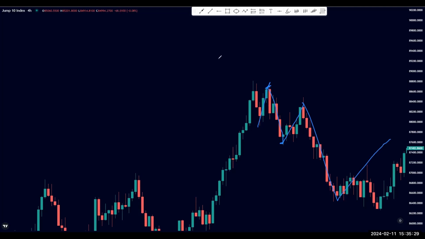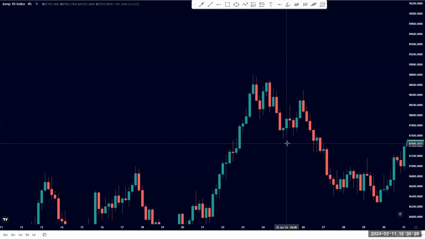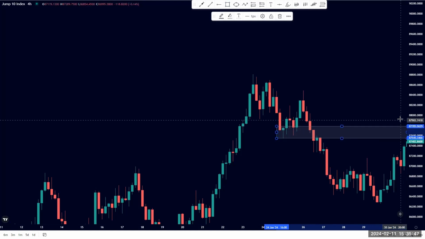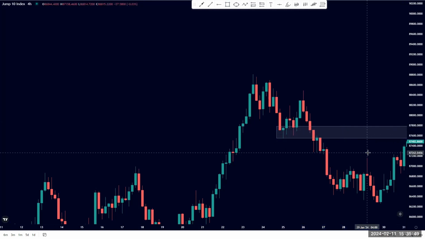So remember what I said in our last class, where this place is acting as a zone I want to wait for market to come to. Remember, this is our previous support zone. I want to wait for market to come to this zone before I can take my trade on this particular instrument.